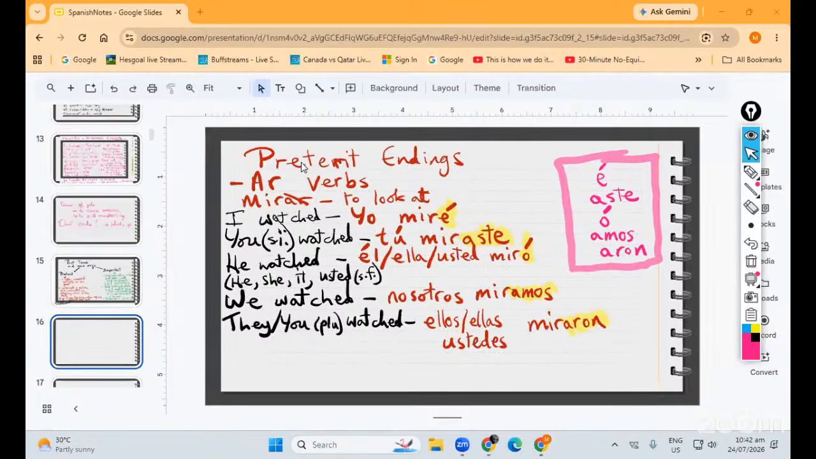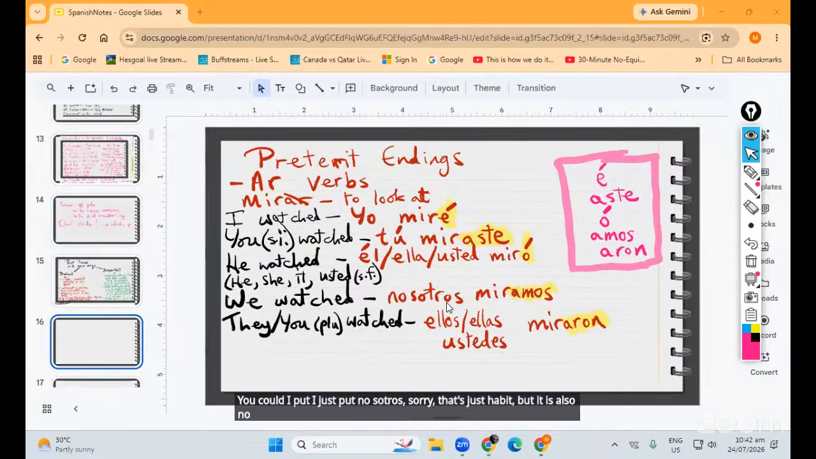I just put nosotros, sorry, that's just habit. But it is also nosotras. Like if the we group was all female, it would be nosotras, right?